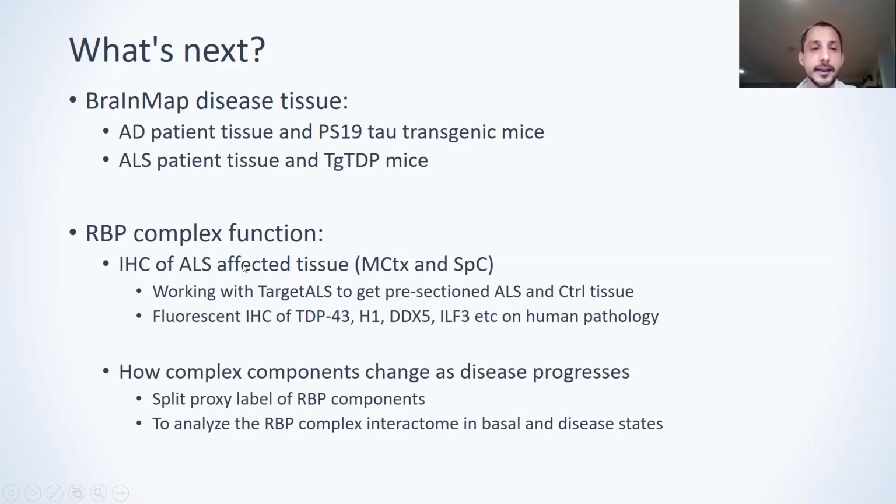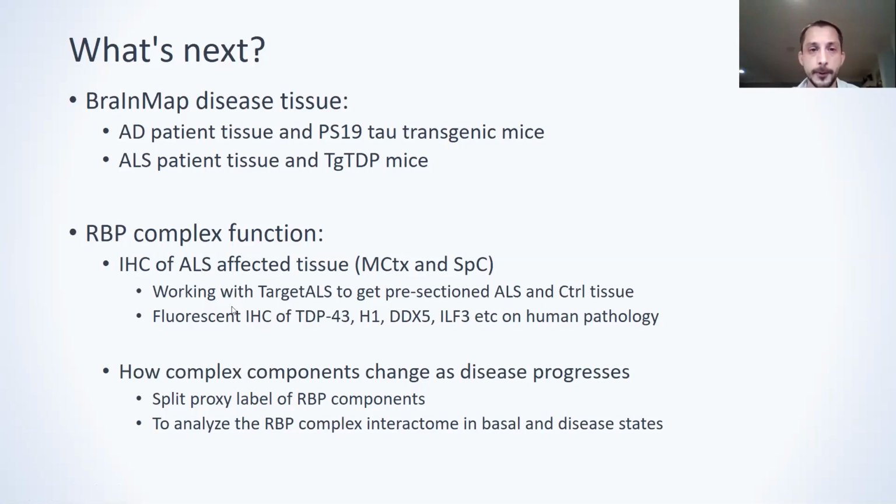And then in terms of looking at the RBP complex itself, we're going to do a much deeper investigation of how the complexes are affected in ALS-affected tissue. And then the thing that I'm really excited about is looking at how complex components change as disease progresses. And to do that, we're going to employ split proximity labeling of the RBP complexes. And this should allow us to interrogate complex interactome changes in basal and disease states.